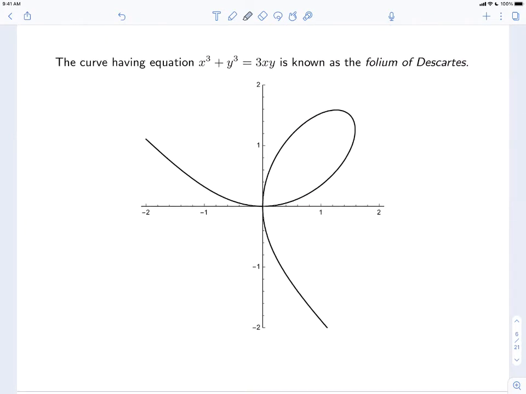The curve having equation x cubed plus y cubed equals 3xy is known as the Folium of Descartes. The Folium of Descartes is not the graph of a function. If we draw a vertical line in certain places, it will intersect not once, not twice, but actually 3 times. Remember that in order to be a function, any vertical line must intersect the graph at most once. But here we've drawn a vertical line that intersects 3 times.